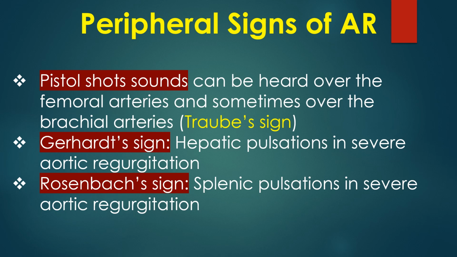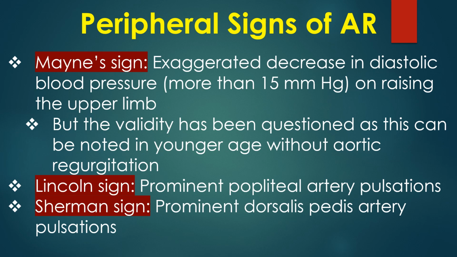Gerhardt's sign, hepatic pulsations in severe aortic regurgitation. Rosenbach's sign, splenic pulsations in severe aortic regurgitation. Mayne's sign, exaggerated decrease in diastolic blood pressure more than 15 mm of mercury on raising the upper limb. But the validity has been questioned as this can be noted in younger age without aortic regurgitation.